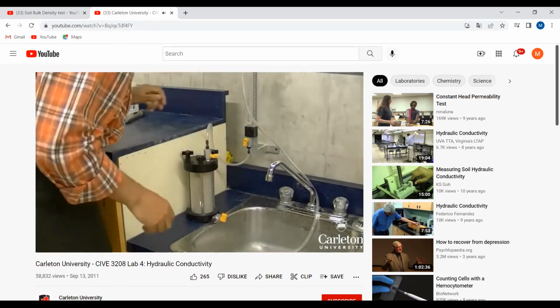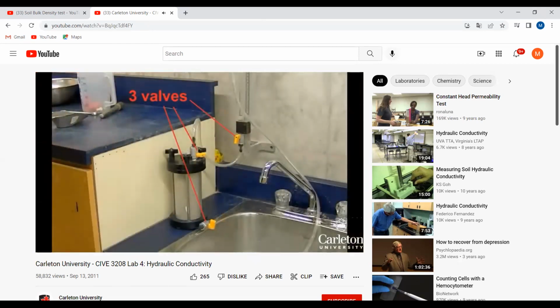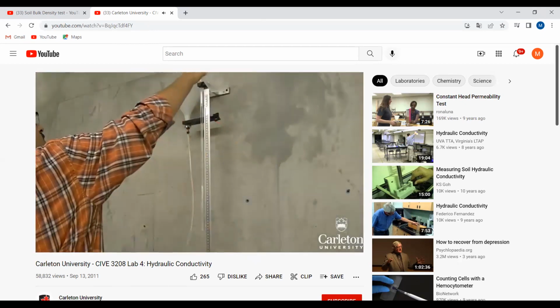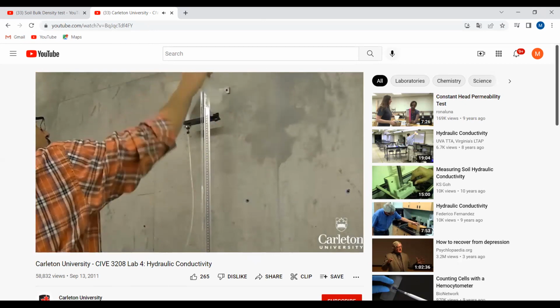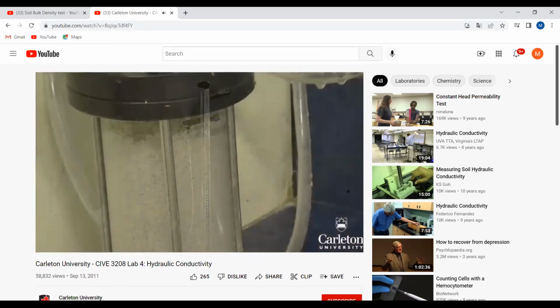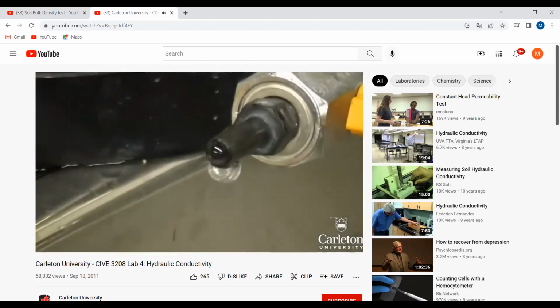Before we can start the test, we must saturate the soil with water. There are 3 valves in the system. Make sure they are all open. Start adding water to the top of the standpipe. A larger funnel can help you do this more easily. As you can see here, water will start moving into the test cylinder and saturating the sample. When water starts coming out of the nozzle at the bottom, as you can see here, we can proceed.